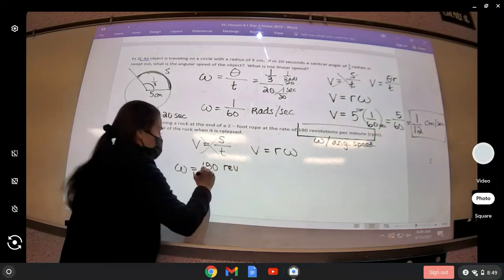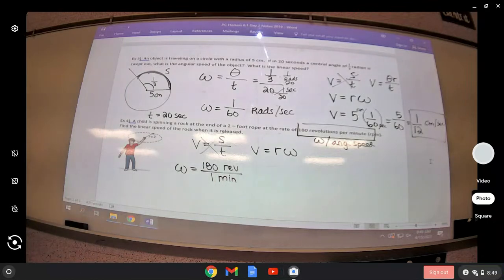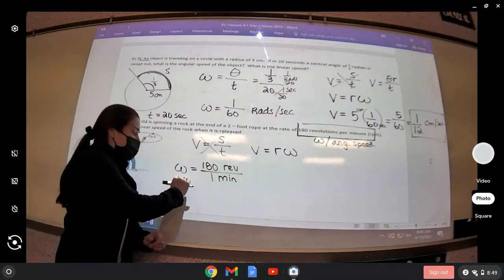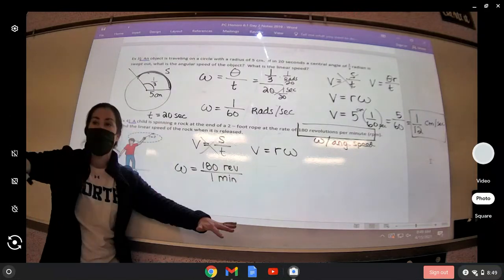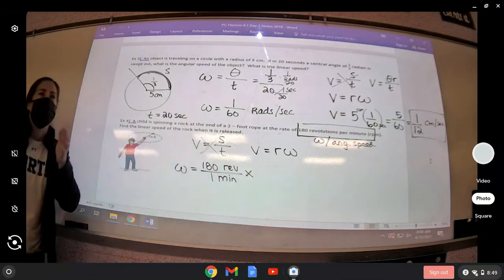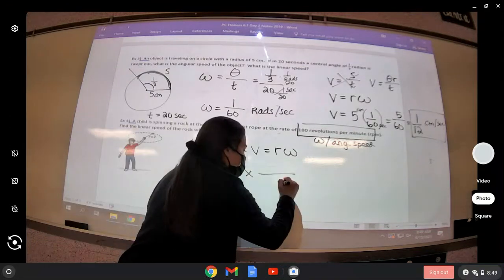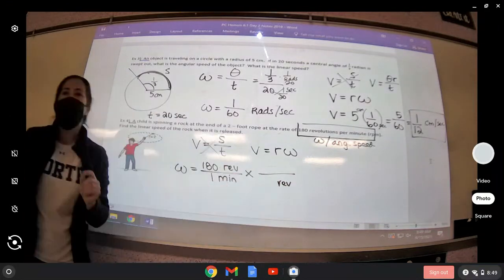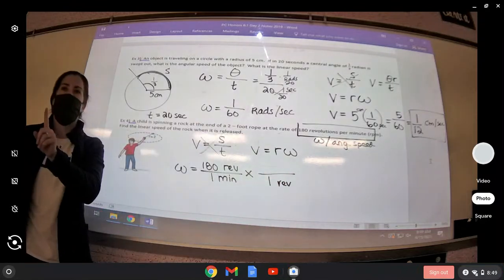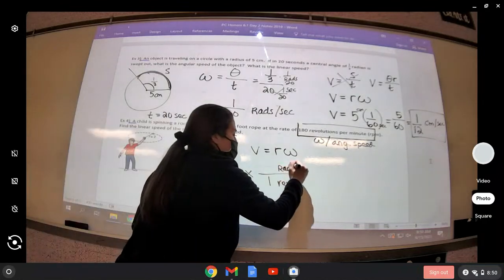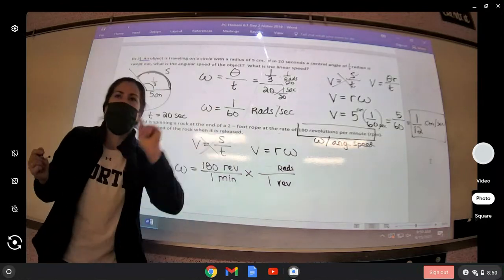180 revolutions per 1 minute. That's how they've given you your angular speed right now. Okay. We need the angular speed to be measured in radians per minute. So I need revolutions to cancel. So guys, think about what we know. How can we convert this? Well, they're talking about revolutions, right? So I need revolutions to be on bottom so my revs will cancel. Well, guys, the easiest revolution to talk about is 1. 1 revolution is equivalent to how many radians? How many radians live in 1 complete revolution or rotation around the circle?